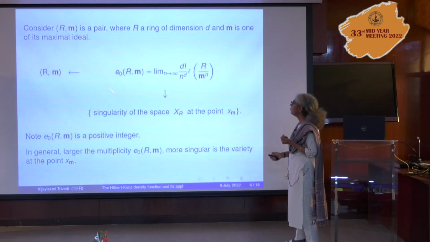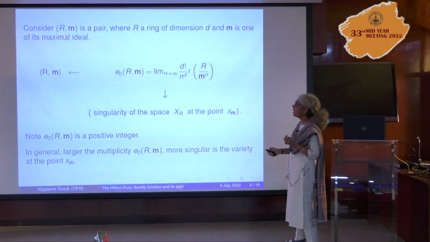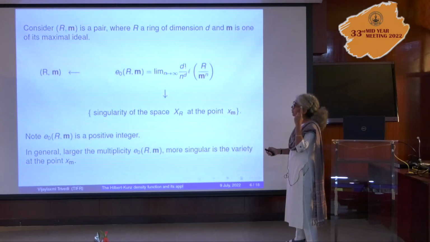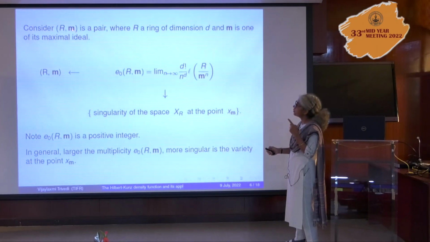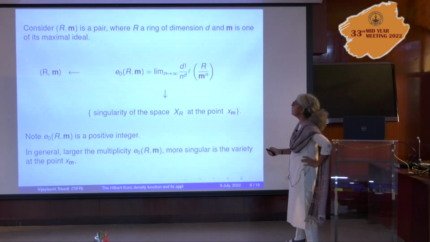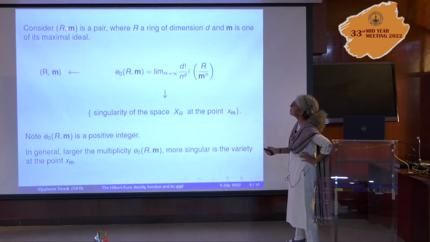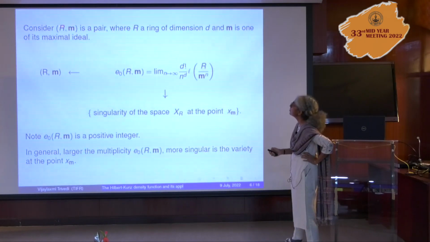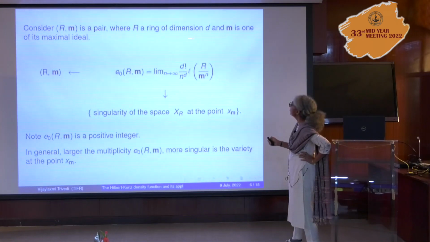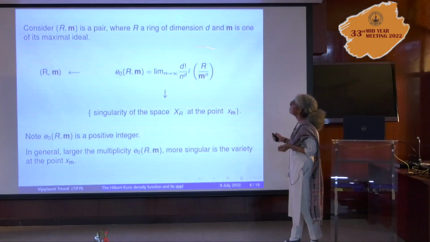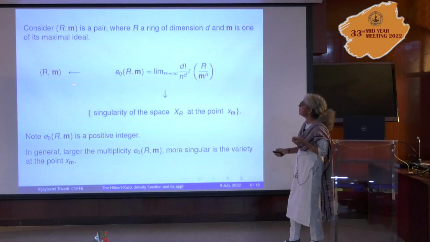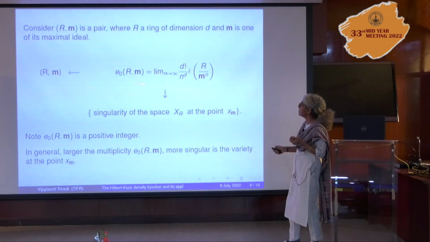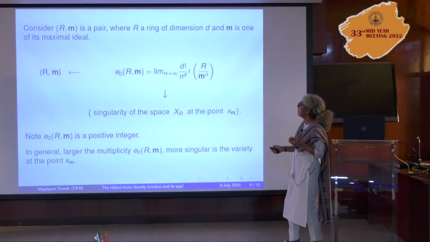So remember, your ring was again a ring R and M. R will correspond to the space X_R and M will correspond to a point on X_R, and you want to study the property of X_R in a neighborhood of this point X_M. The ring is of dimension d. For example, a polynomial ring in 2 variables is a ring of dimension 2, and M is one of its maximal ideals. Given such a pair, you attach a number. It's called the Hilbert-Samuel multiplicity of R at M.